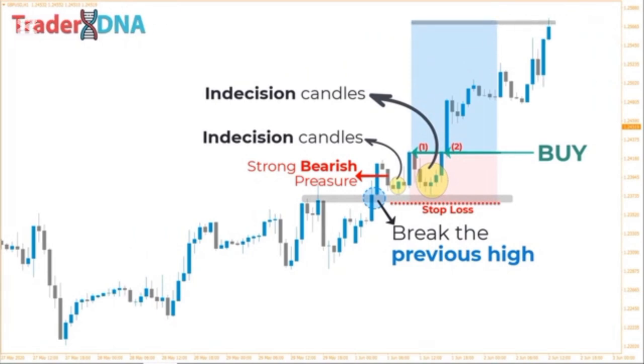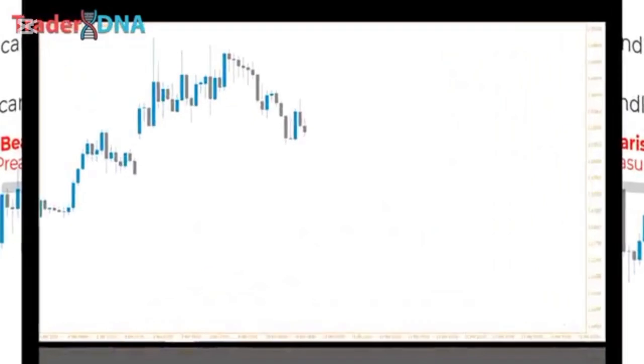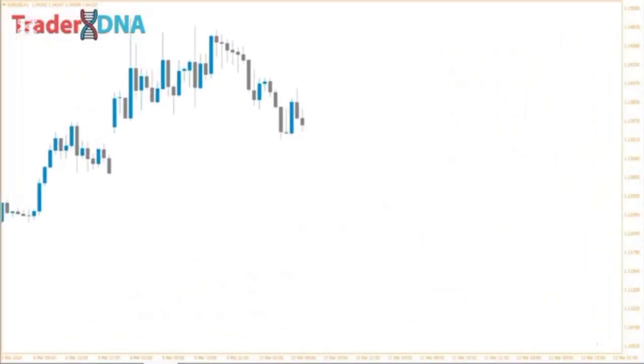Boom! Trade number 1 smashes right into profit. This pattern is massive, and I mean massive. We're just getting started, so now let's dive right into our second pattern. Alright, buckle up because we're diving into the second pattern.